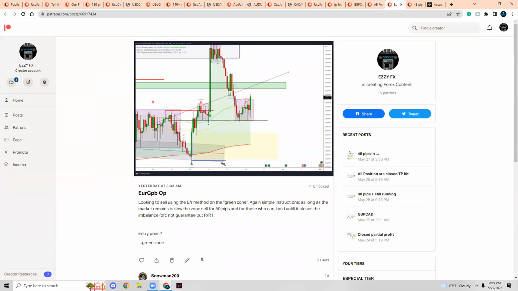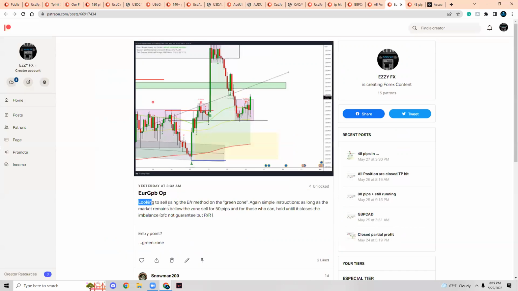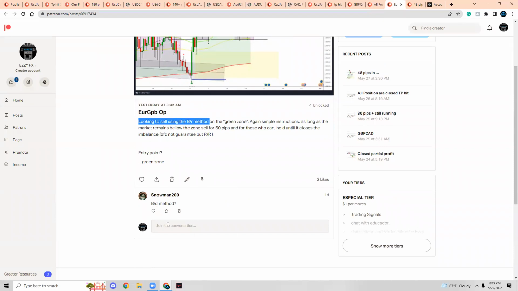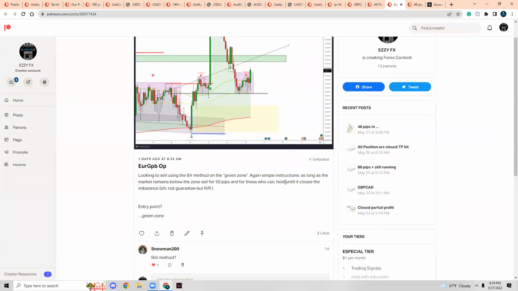So next up, we have our last trade I sent you guys yesterday. Pretty simple. Using the same zone to sell, looking to sell using the break and retest method on the green zone. We have a comment. I fixed it. It's a break and retest. I meant to say break and retest. But yeah, on the green zone, again, simple instruction.